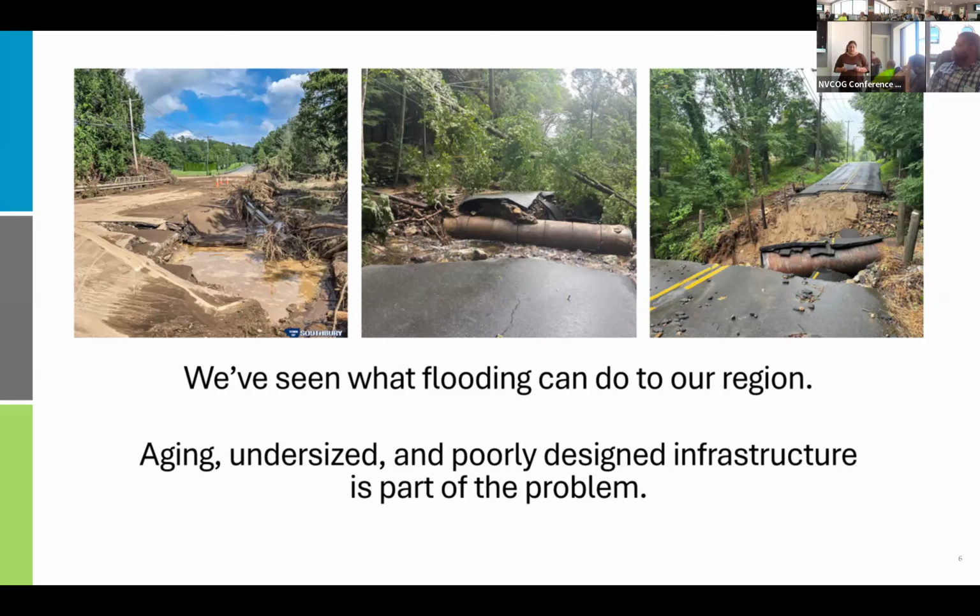We also had the devastating rainstorm in August of last year. And it's caused destruction that you can see in these pictures. And I'm sure many of you were on the front lines of your own communities dealing with that enormous flood.